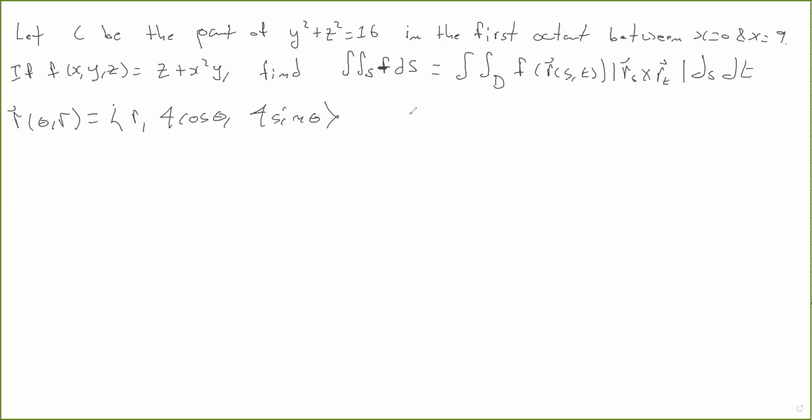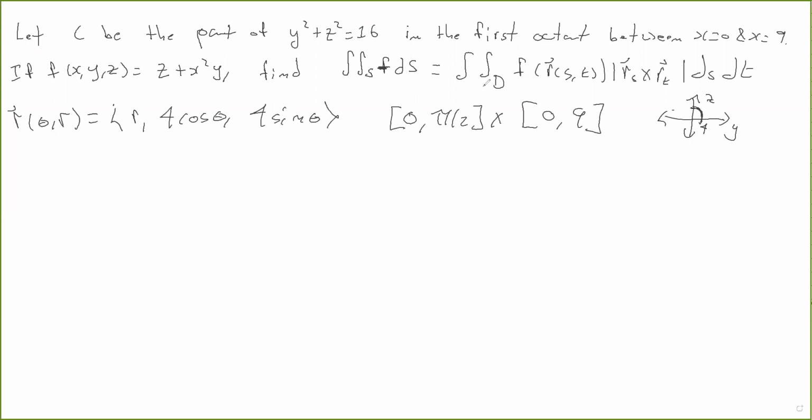Okay, so we need to figure out what the parameter domain is. We know that r is going to go from 0 to 9, and we know that theta is going to go from 0 to pi over 2. Again, theta goes between 0 and pi over 2 because the projection of this shape into the yz plane is just going to be this quarter circle right here, this quarter circle of radius 4. And we only want the quarter circle because it's the part of the cylinder that's in the first octant.